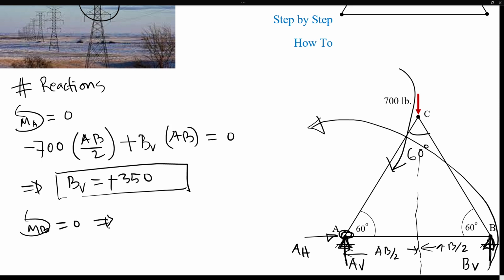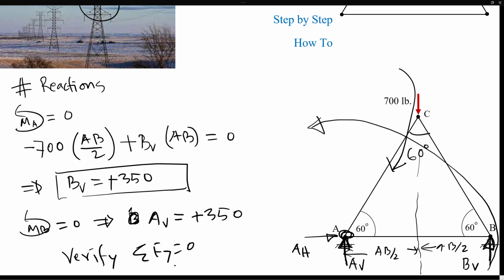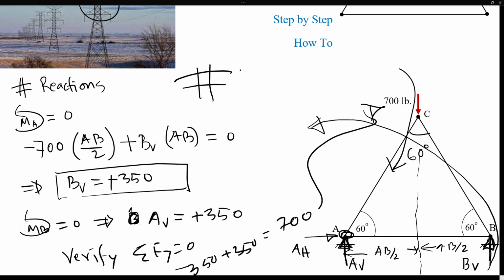You're going to find the exact same thing in this scenario. However, it's going to be for the vertical component of reaction A, so that's going to be plus 350. You also need to verify your calculation by doing the sum of Fy equal to 0. If you sum your calculations, 350 plus 350 is exactly equal to the external force right here, 700. So step number one in analyzing a structure is to find the reaction forces.